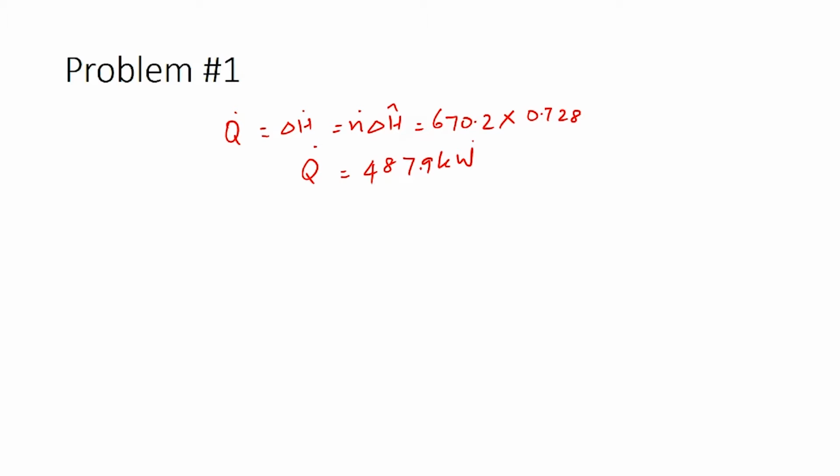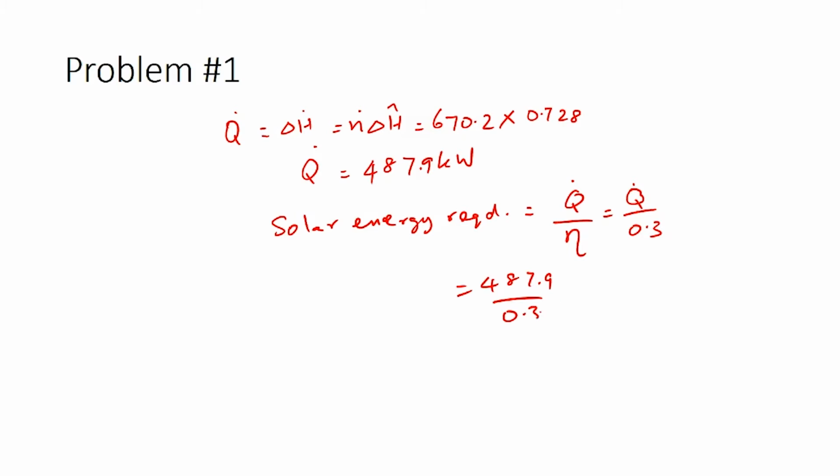We know that the solar panels are only 30% efficient. So, because they have only 30% efficiency, we need to account for that. The amount of solar energy which is actually required would be equal to Q dot divided by efficiency, which is Q dot divided by 0.3. So, 487.9 divided by 0.3 gives you the amount of solar energy required as 1626.4 kilowatts.